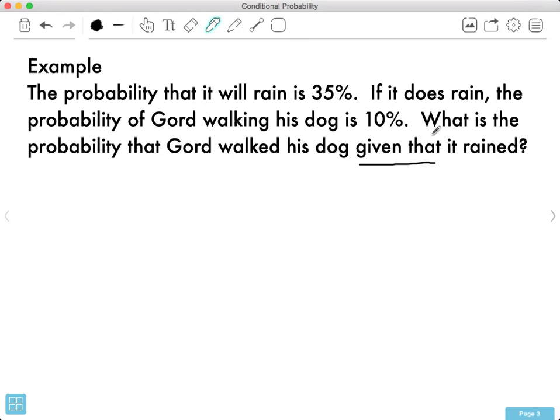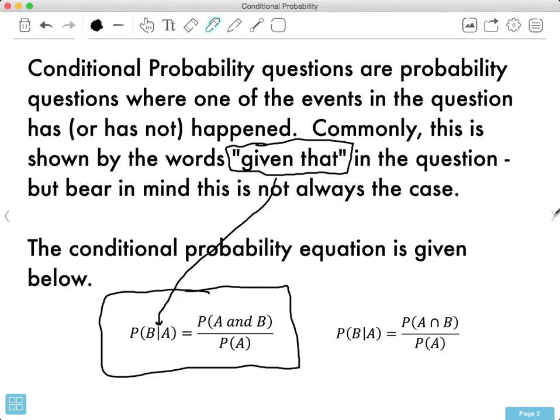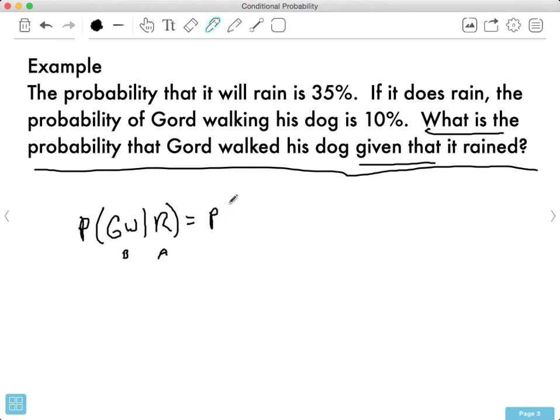So I'm going to put this into the conditional probability formula. I'm going to start with the question, because that will help me fill out the rest of the formula. What is the probability that Gord walked his dog given that it rained? That's equal to, now this is B and this is A in the conditional probability formula, so it's the probability that it rained and Gord went for a walk, divided by the probability of A, which is the probability that it rained.